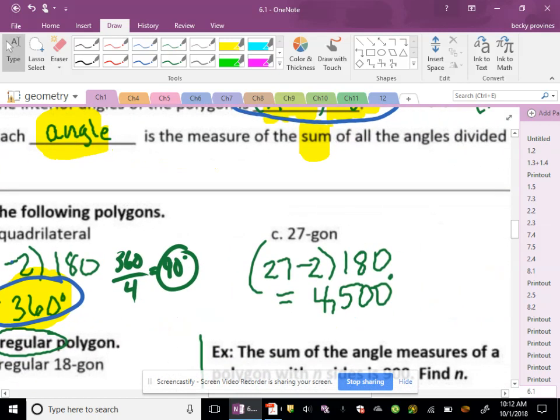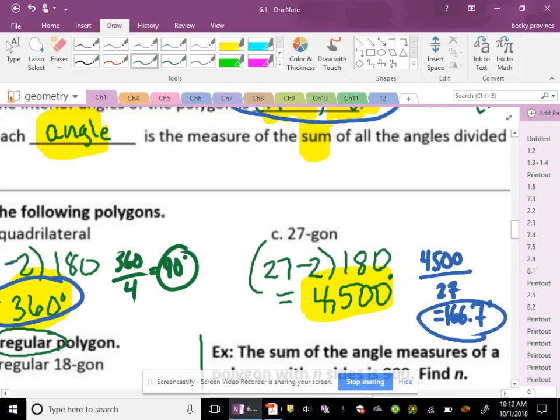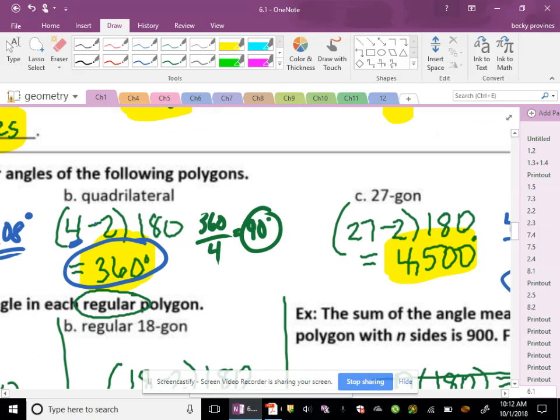All right, the next one is 27. I mean, you definitely don't want to have to draw this out. A 27-sided polygon. 27 sides, subtract 2 times 180, and you get this big number, 4,500. Now, what if I wanted to know what each angle was? Now, this is only if it's a regular polygon. I would divide by 27. Now this one, you would have to round off. I get 166.7. So as you can see, it's really not that difficult.